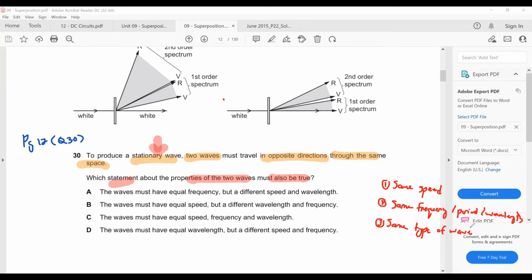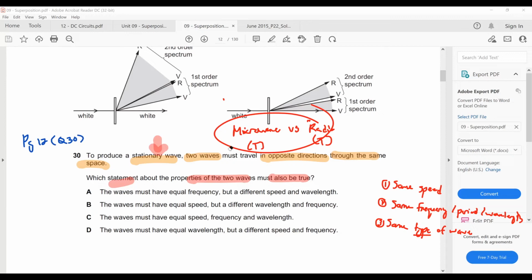It cannot be, say, a light wave and a sound wave, because one of them is transverse and one of them is longitudinal. And even when you're talking about transverse waves, if you have, let's say, microwaves versus radio waves, these two cannot combine together to become a stationary wave. No doubt these two are transverse waves, but they cannot combine to give you a stationary wave. It must be microwave and microwave, radio wave and radio wave. That's what we mean by the same type of wave.